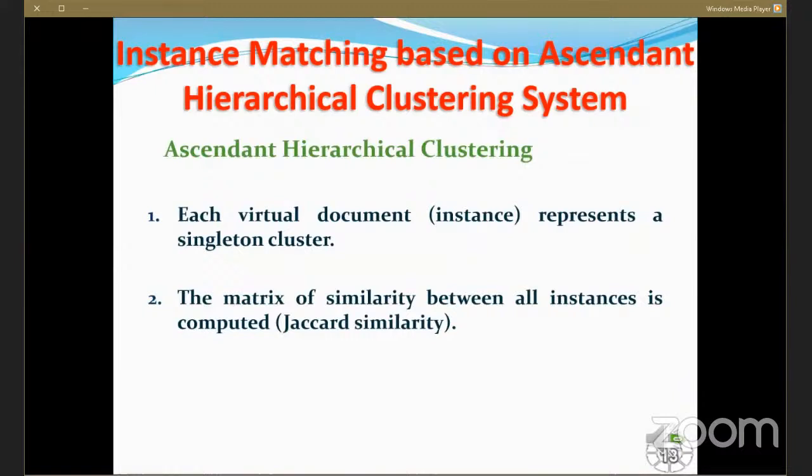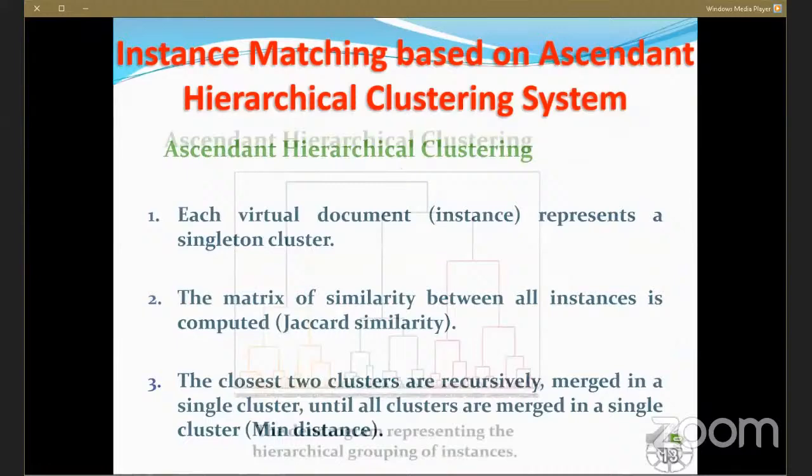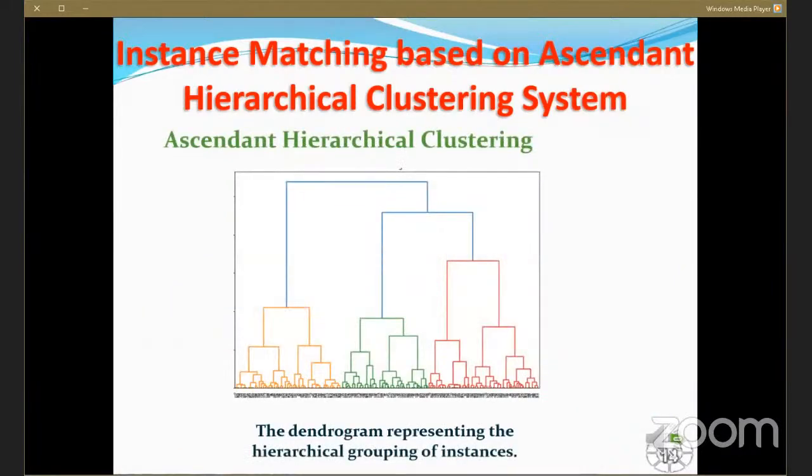Then, the matrix of similarity between all instances is computed, and the closest two clusters are recursively merged in a single cluster until all clusters are merged in a single cluster. The hierarchical grouping of clusters is depicted by the following dendrogram. Before interpreting the obtained results and scaling out similar documents, the obtained dendrogram tree is cut using two specified heuristic rules.